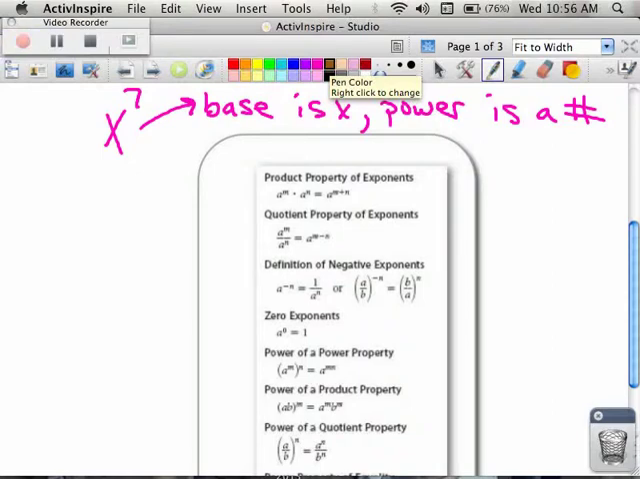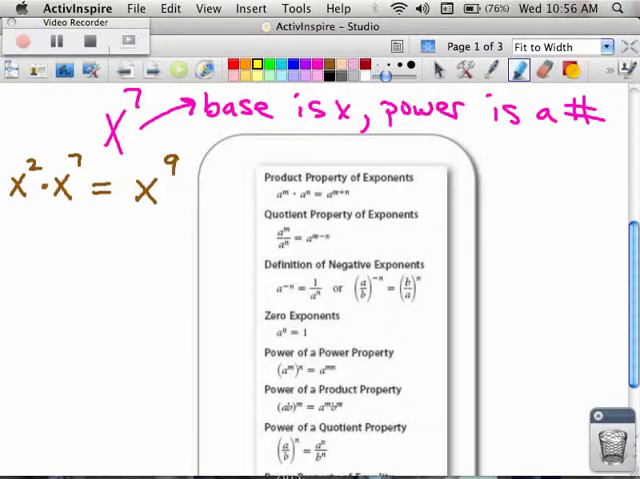The first one is called the product property, and that means when you multiply. If I take something like x squared times x to the 7th, you get x to the 9th. In other words, you keep the base and you add the exponents. That's called the product property of exponents.